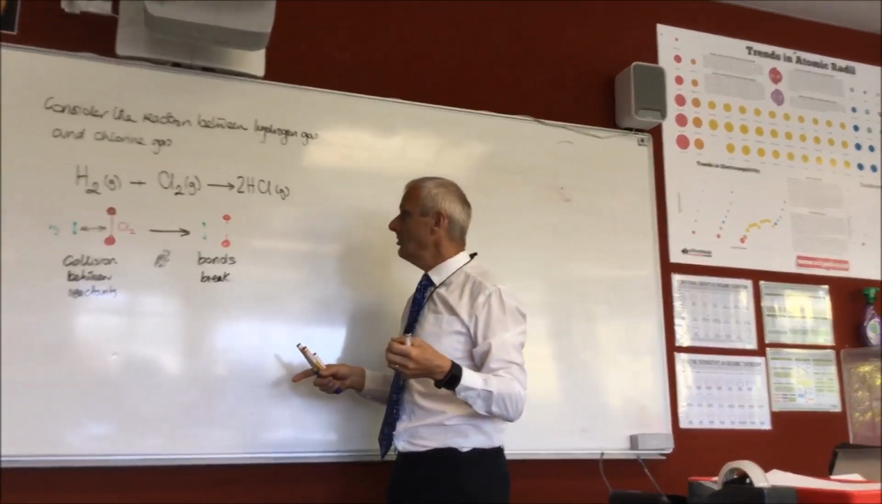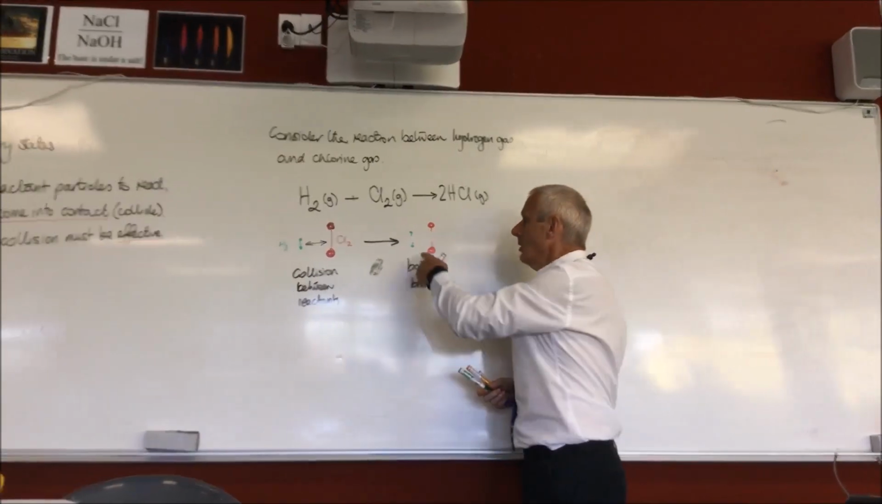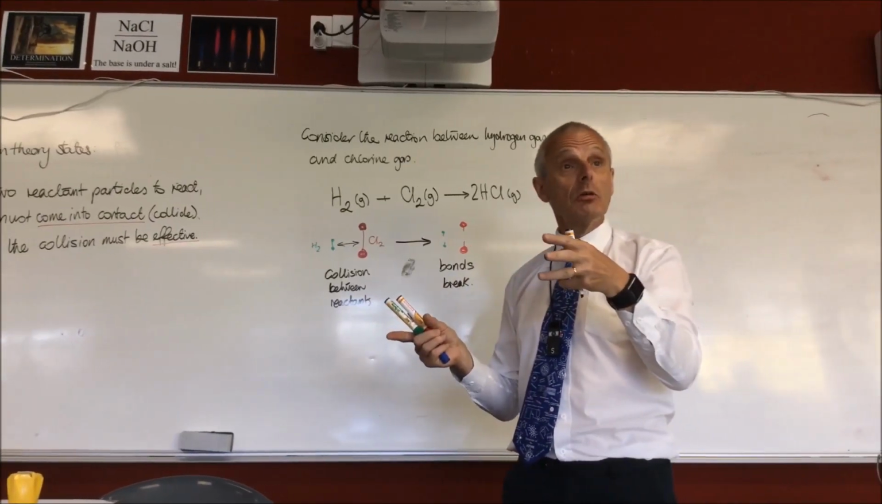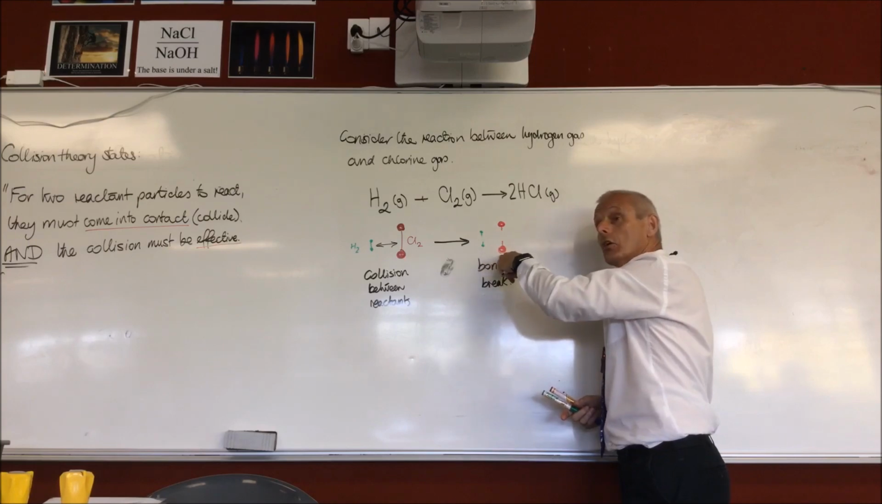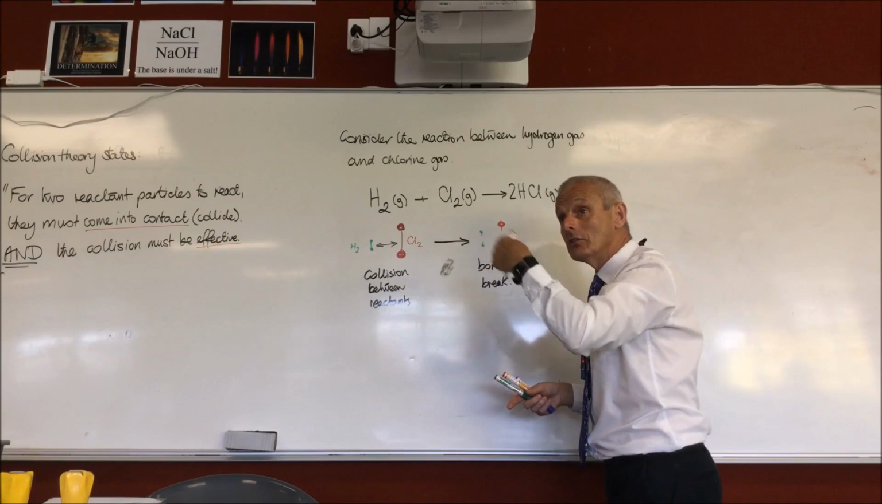Once this has happened, you can now form a new set of bonds. Rather than reforming, which sometimes does happen and no reaction occurs, often this atom on its own will see this one on its own and it will form a new bond. And so you form new bonds and you get products.